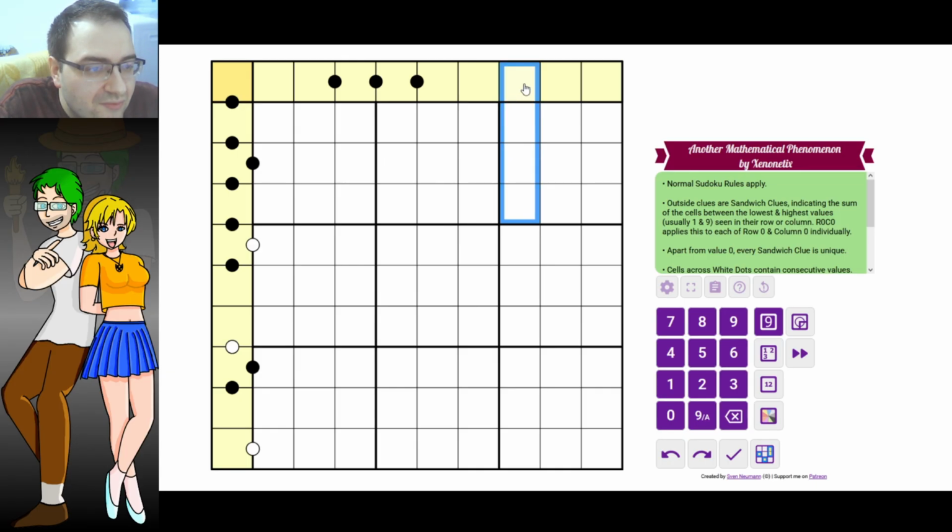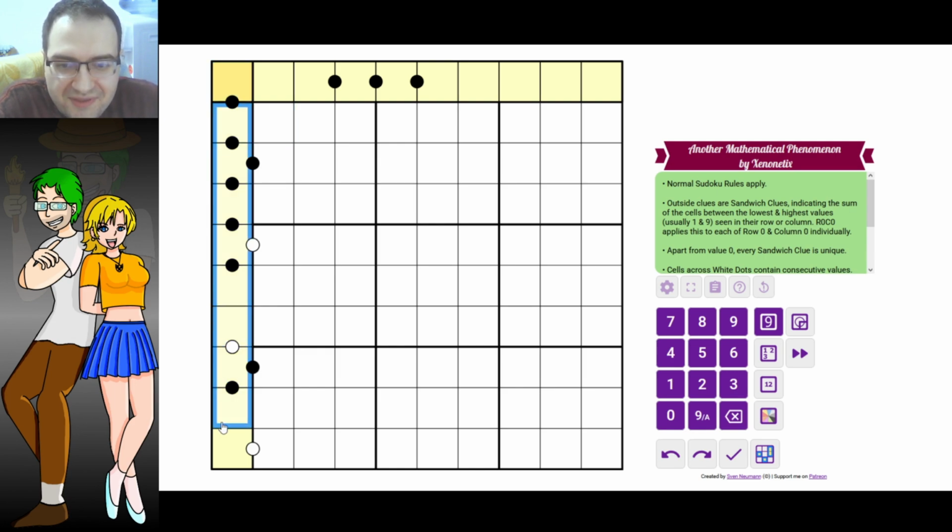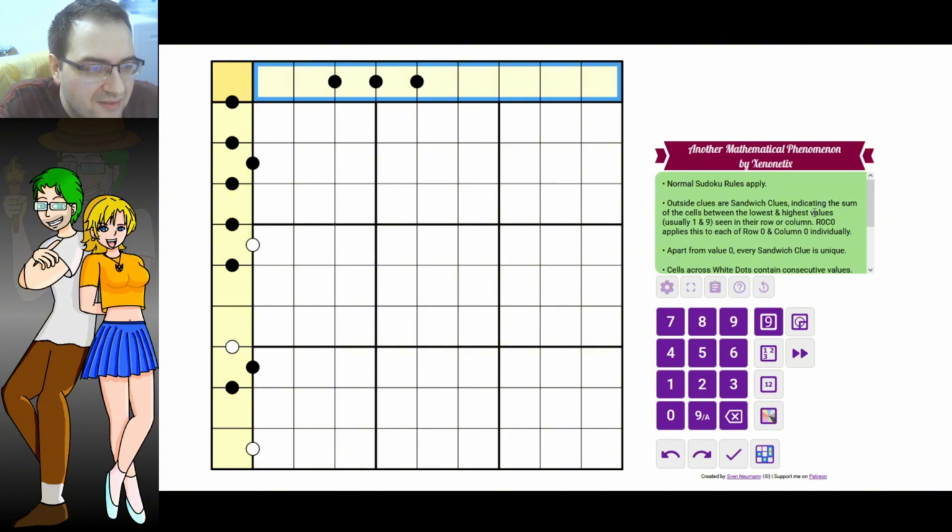Okay, row 0 and column 0, this one. Applies this to each of row 0 and column 0's in column 0 individually. So this one is the sandwich clue of this, and it's the sandwich clue of this, if I understand it correctly.